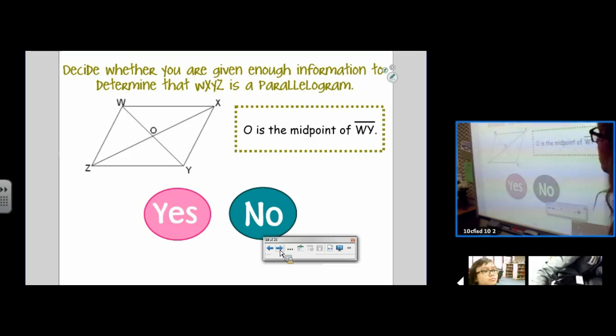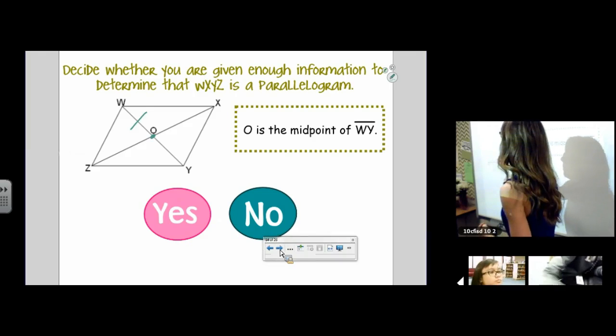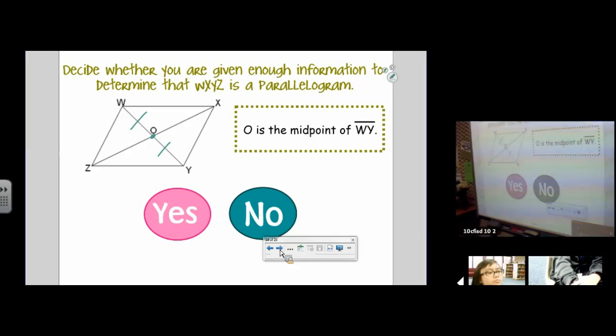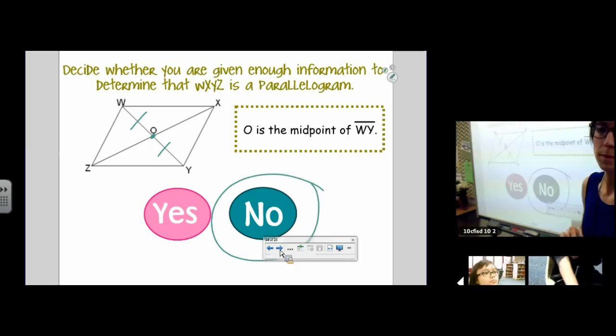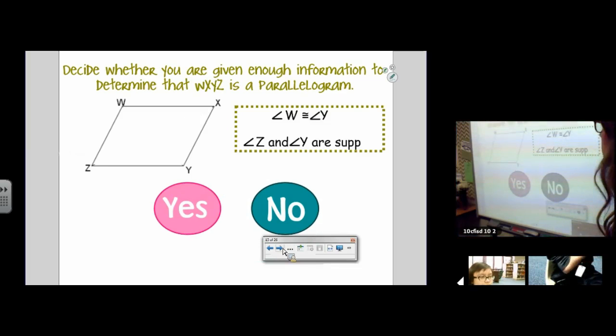Oh, I kind of just talked about that. O is the midpoint of WY. We have that going on. Is it enough information to determine that it's a parallelogram? No. Diagonals have to bisect each other.